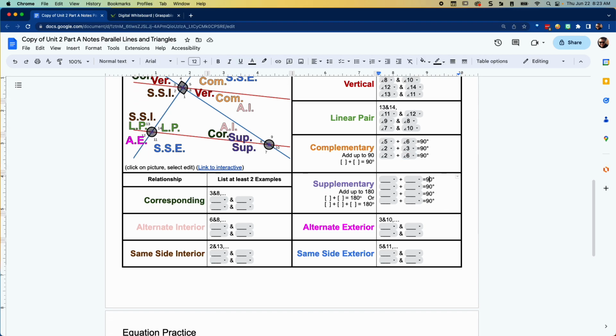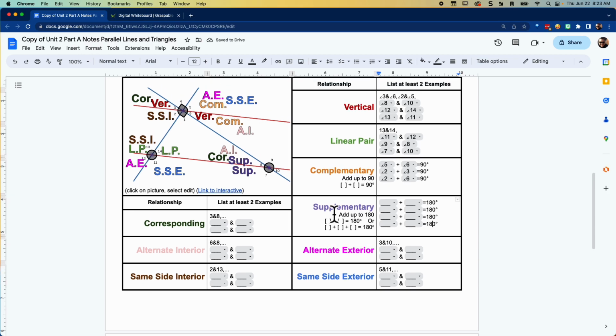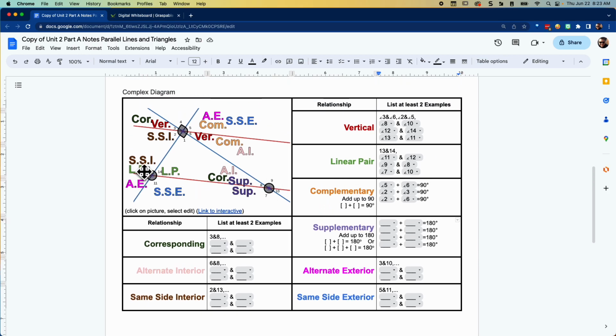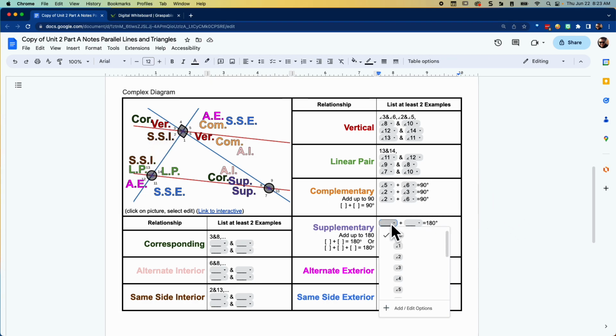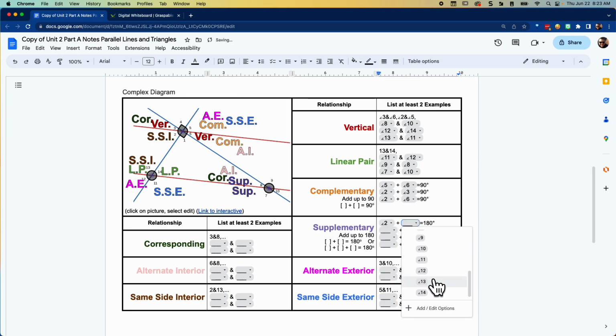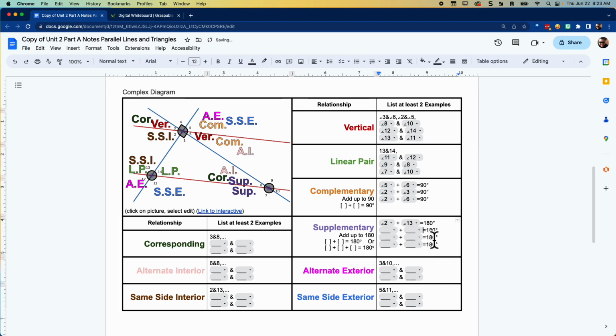Supplementary. Ooh, this should say add up to 180, not to 90. I'll fix that on the original notes for you all. Pardon that minor typo. Supplementary: things that add up to 180. So we're going to say 13 and 14. A lot of times these are, let's do the brown one, same side interior. So we can use this information for more than one place. So 2 and 13 is a pair that does that.